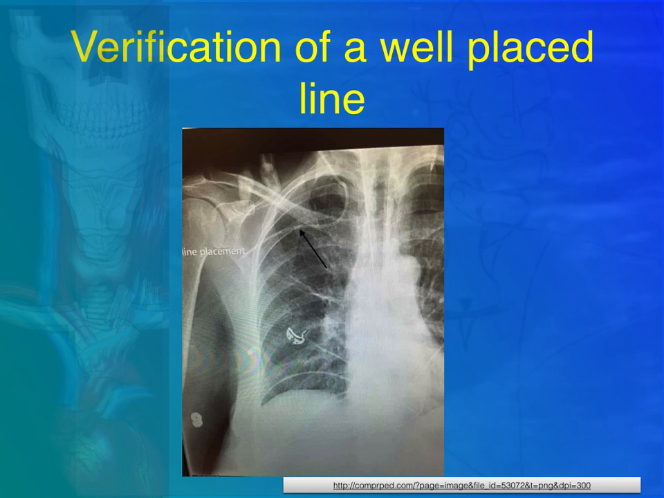Verification of a well-placed line. This is a jugular line that went through the subclavian vein. So this is a wrong placement. This line needs to be removed. Remember one thing: you can always pull the line, but once you insert it and you took all the drapes out, you cannot push in a line. Pushing in a line is a very common cause of infection. So you can always pull a line and replace it, but you cannot push a line, and it's definitely discouraged unless you don't have any other option.